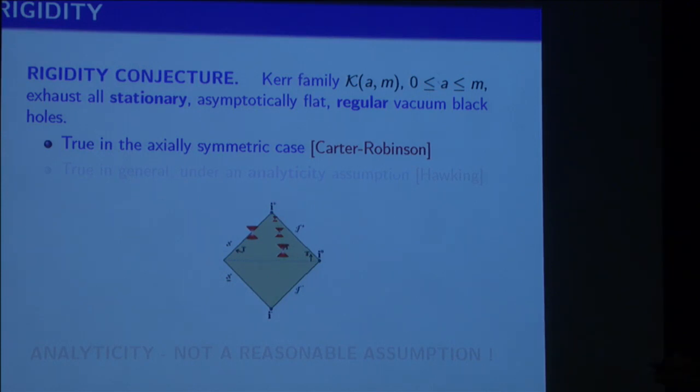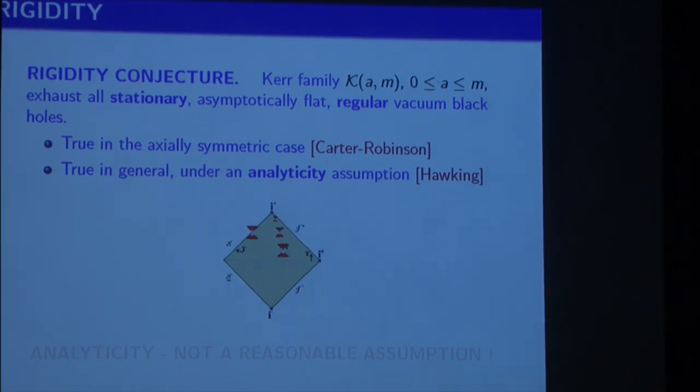Question. Yes? When you speak of rigidity of Kerr, the metric is given outside the black hole? Yeah, so everything I'm going to say now is outside the black hole. So I'm only interested up to the black hole, right? Okay.